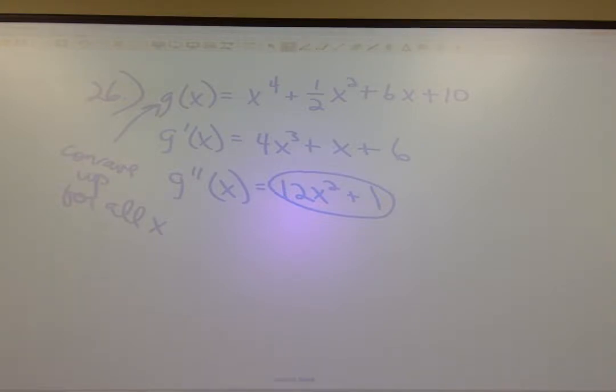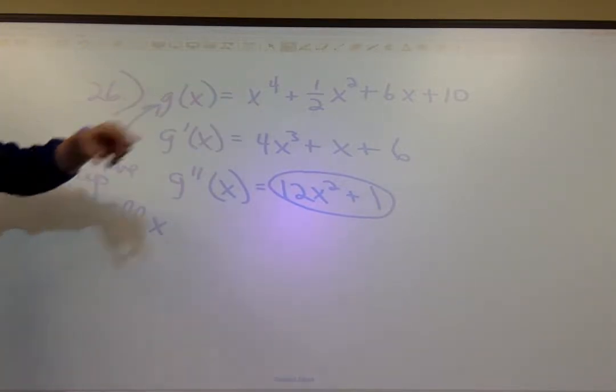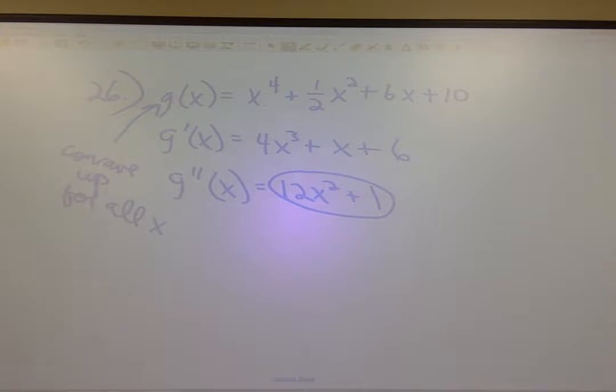But what if you set your window on? Wouldn't you rather just do this and say, hey, that could never be negative? So I know it's always negative. If you graphed it, you would see that. If you graphed your original, you would see that it's always concave up.